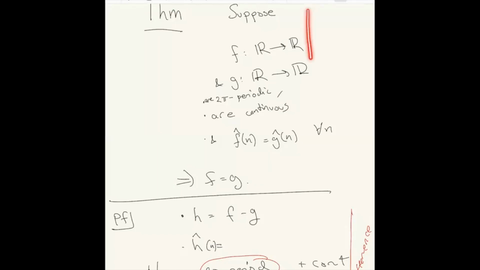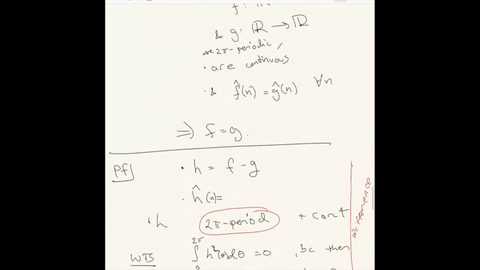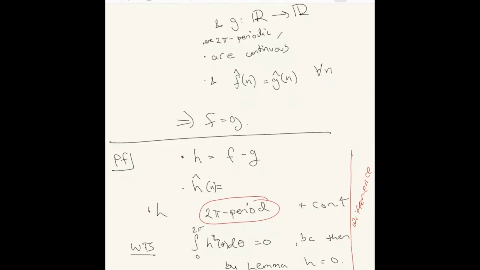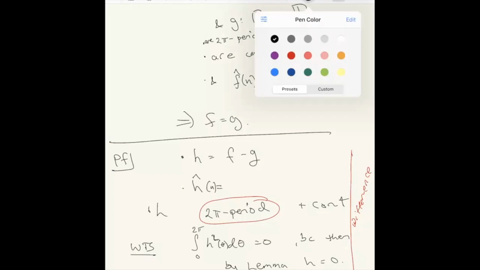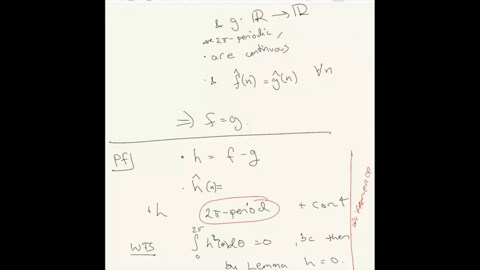So suppose you have two functions that are 2-pi periodic continuous with the same Fourier coefficients, and I want to say that the functions are the same. Well, let's start the proof of this. There's a very standard way of approaching this: we look at differences of functions. h equals f minus g.